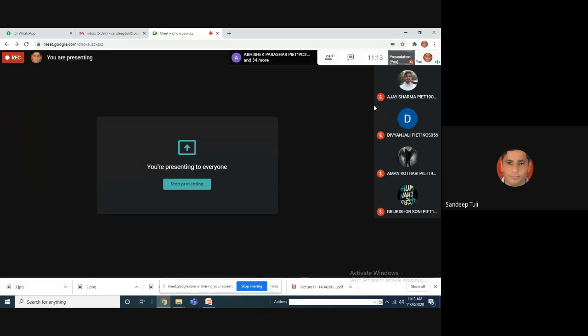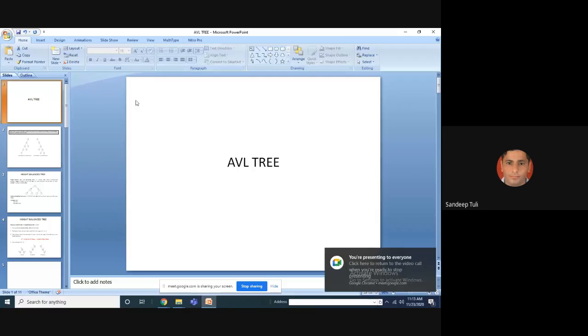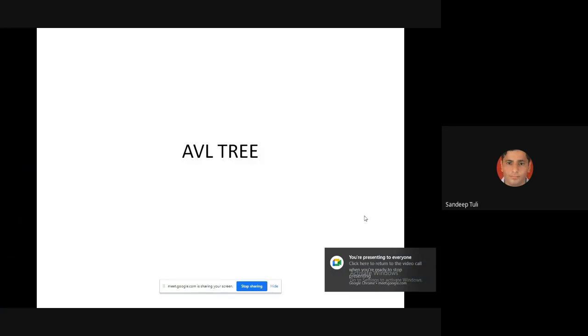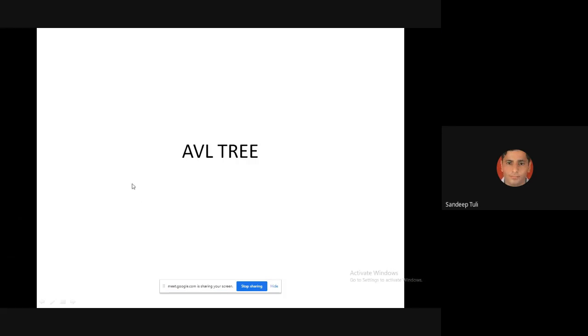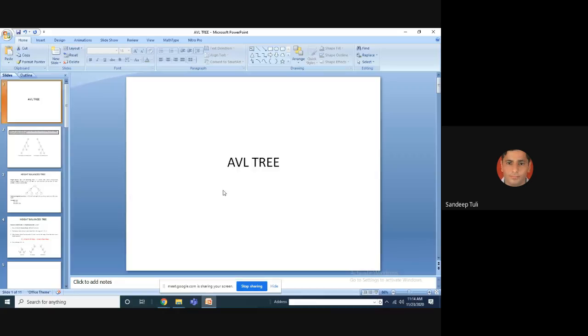Okay, so now tell me, suppose I have a list of elements, say 1, 2, 3, 4, 5, 6, 7, 8, 9, 10. We have to make a binary search tree of this. What will be the binary search tree for that? Can anybody tell me?